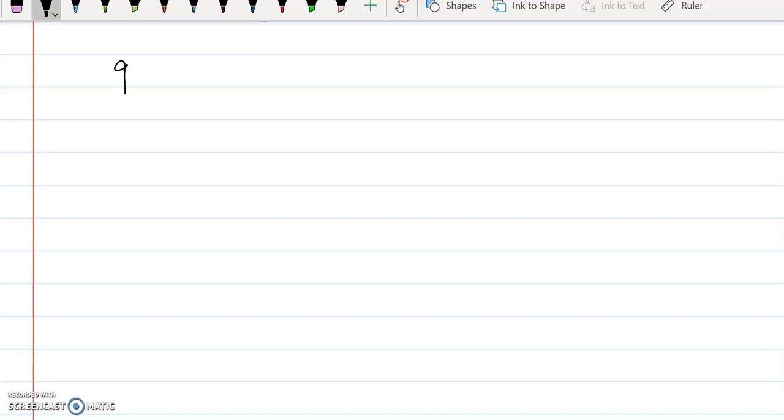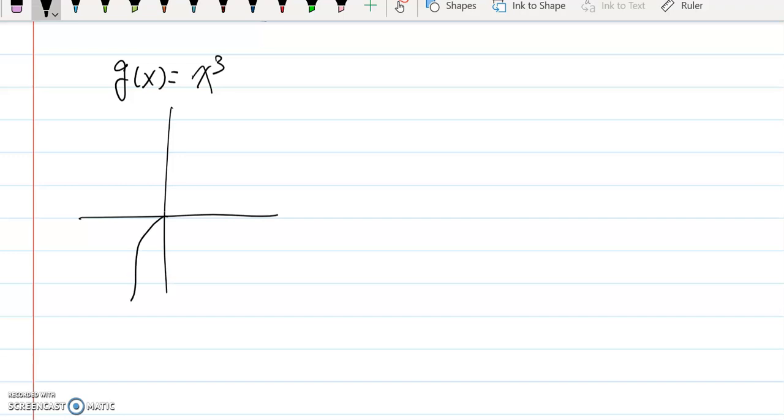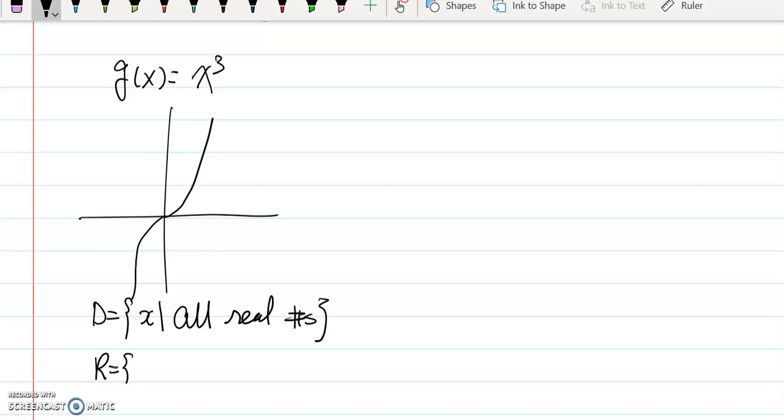So let's say g(x) equal to x cubed, okay? So x cubed. So you know the x cubed graph looks this way, right? So how do we determine the domain for the y equal to x cubed graph? So as you see, this is all real numbers. The same way, the range is also y, all real numbers.